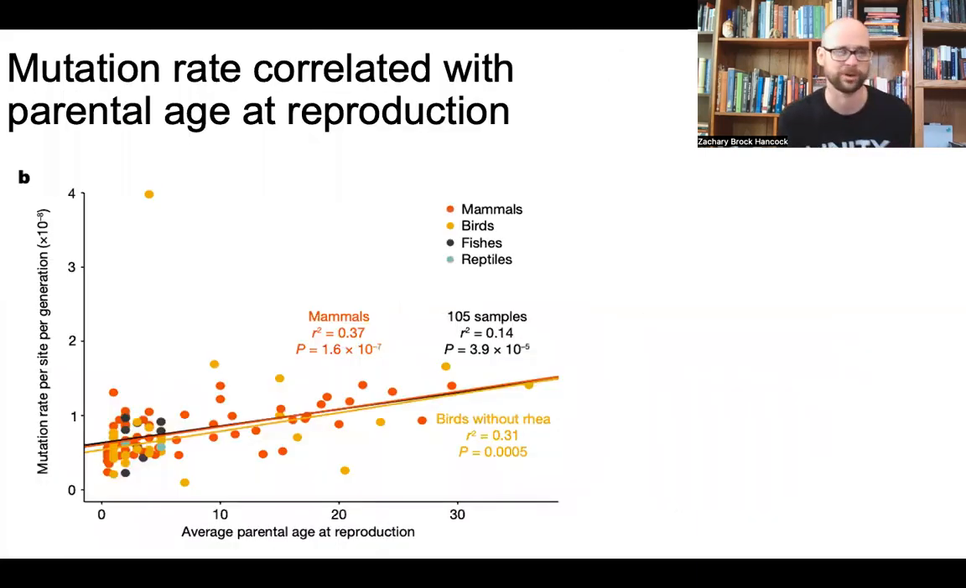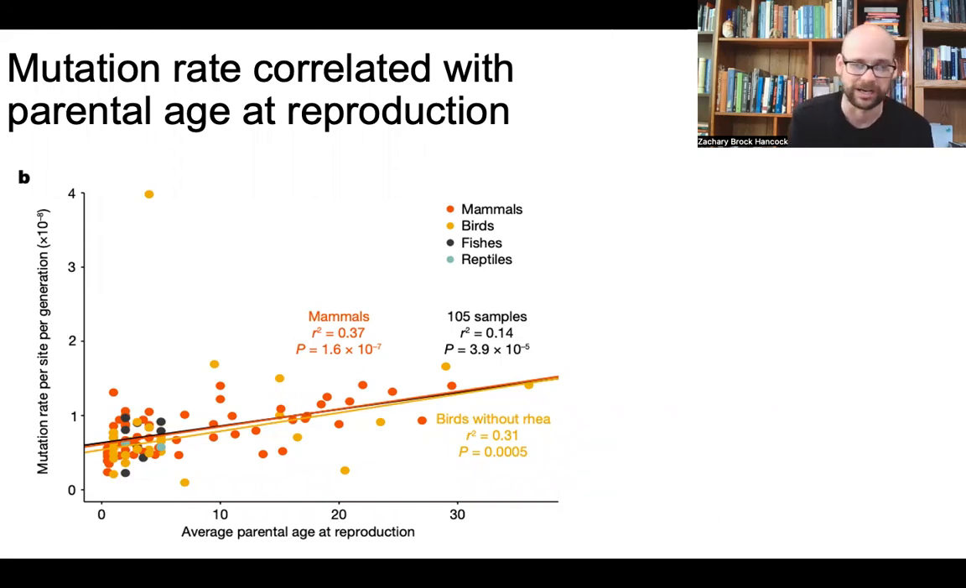So let's get back to the paper. Another thing they found is that the mutation rate is positively correlated with parental age at reproduction. You can see here on the x-axis is the average parental age at reproduction, and the y-axis is the mutation rate per generation. Very, very strong, clear pattern emerges here.